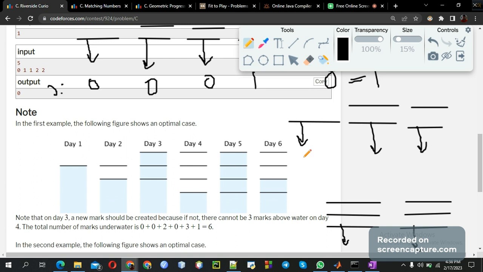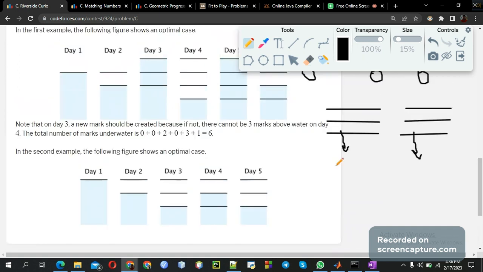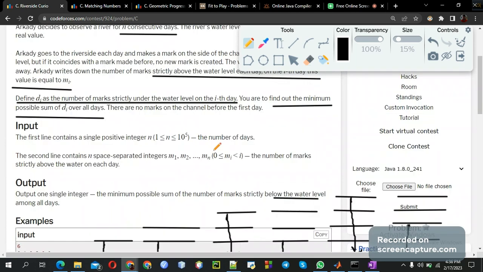So how many watermarks are under the water level? This is 0, this is 0, this is 0, and this is 0 and 0. So we have a total of 0 watermarks situated strictly under the water level. So the minimum possible sum of the array D is 0. We can see the answer is 0.